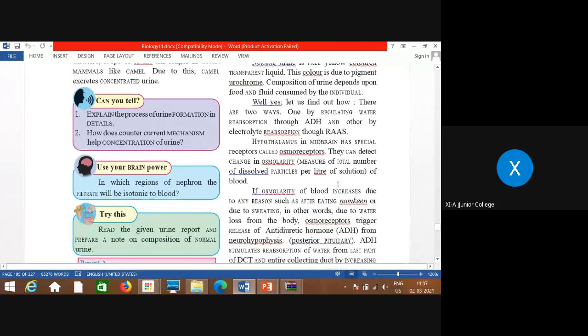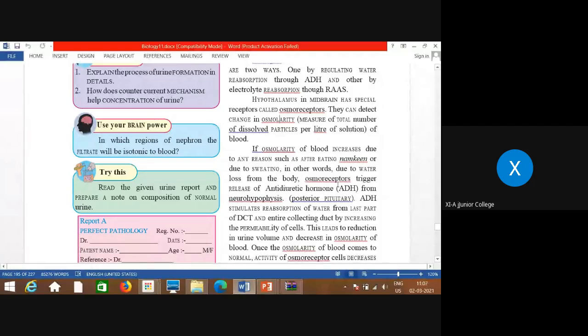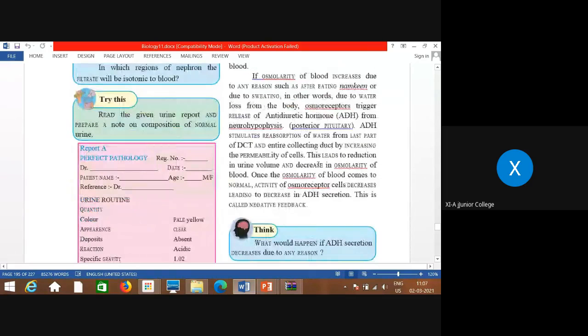Hypothalamus in the midbrain has special receptors called osmoreceptors. They can detect change in osmolarity, that is the measure of the total number of dissolved particles per liter of solute of the blood. Just remember, it is the solute concentration. If the osmolarity of the blood increases due to any reason, such as after eating namkeen or due to sweating, in other words due to water loss from the body, osmoreceptors trigger release of antidiuretic hormone from the neurohypophysis, that is the posterior part of the pituitary gland.